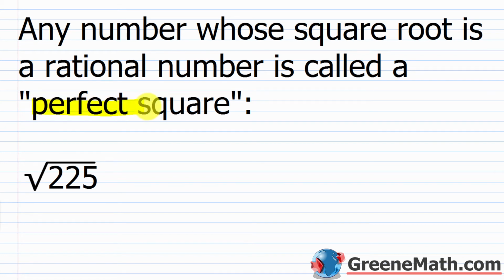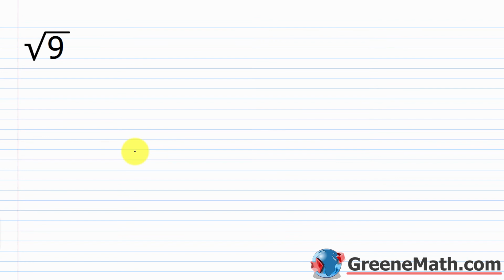A perfect square. You're going to hear me talk about that all the time. You've also heard me talk about this when we were talking about polynomials. I referred to a perfect square trinomial. So to go back to an example that we already know, the square root of 225 is what? It's 15. 15 is a rational number, so therefore 225 is a perfect square. And then as another example that we already know, the square root of 9 is what? It's 3.